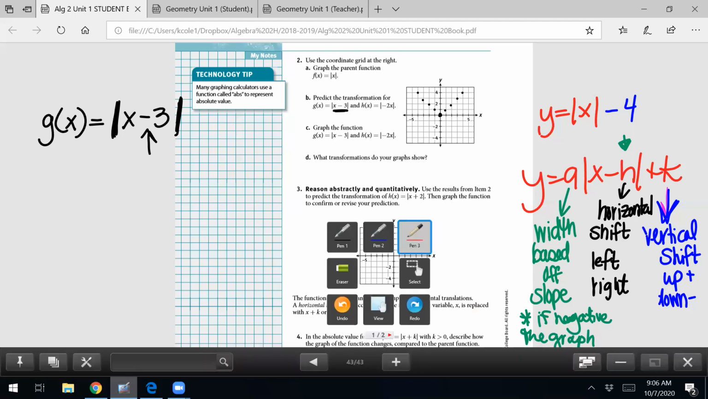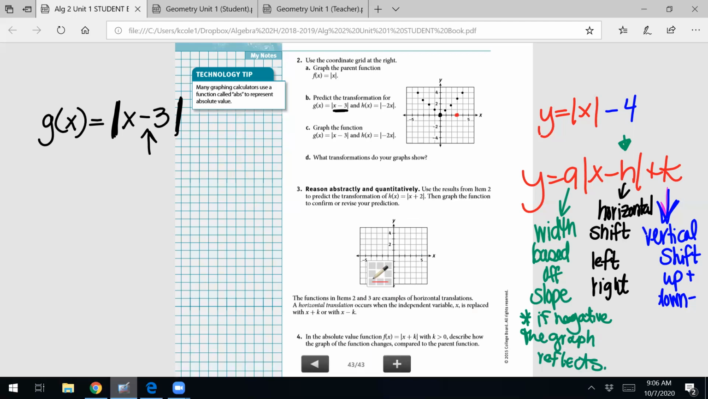So 1, 2, 3. The whole thing goes over 3. This black dot goes over 3. 1, 2, 3. And then we've got our new absolute value equation. So the slope, the steepness didn't change. We didn't go up or down. We literally just took that graph and shifted it right 3 units. So make sure you know that if you want to go right, you need a minus sign. So what's the plus sign going to do? Going to make it go left.